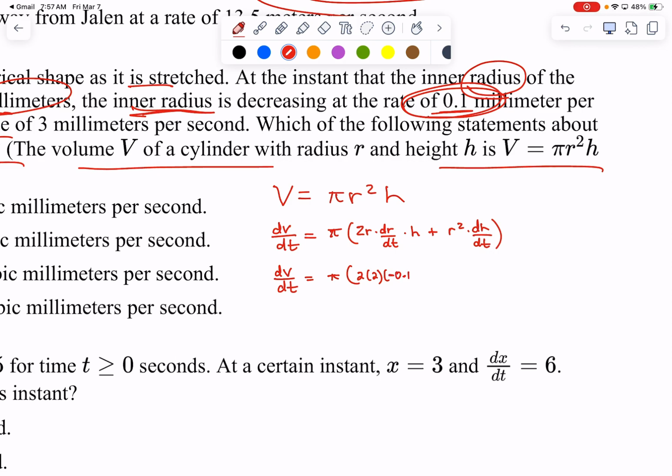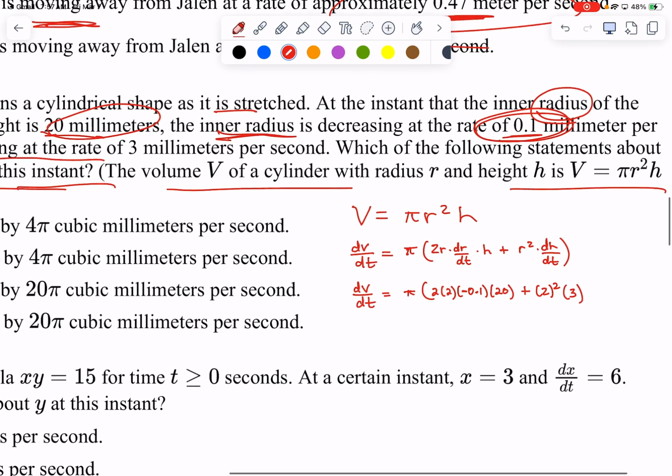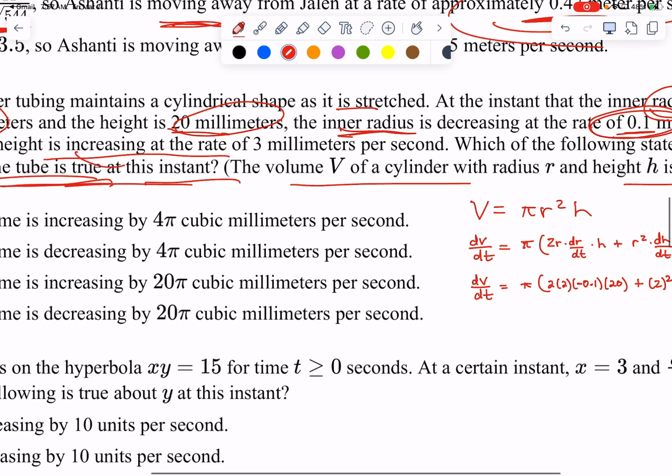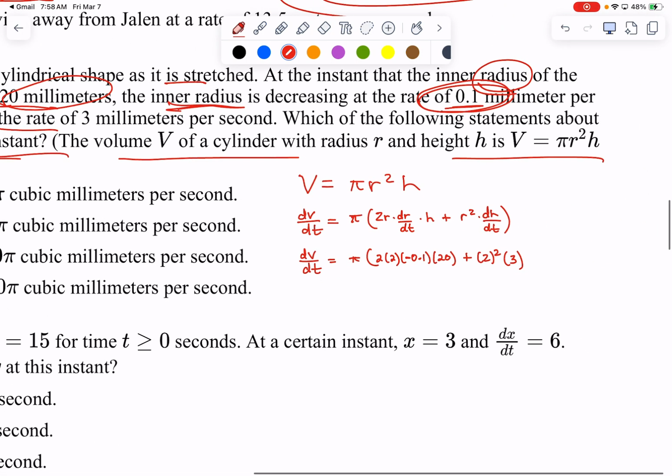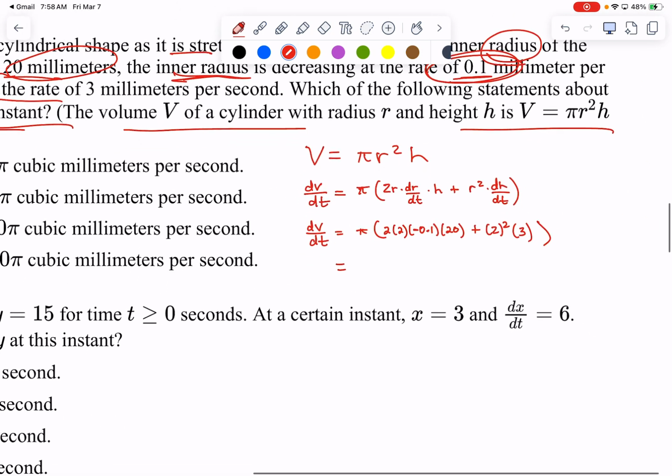And then we know h. What's h? 20. And then they tell us r, it was 2, so 2 squared. And then they told us dh/dt. What was dh/dt? Positive 3. How do we know that's positive 3? Because they say it's increasing. Okay? And so then we just type all this in and figure out the answer.